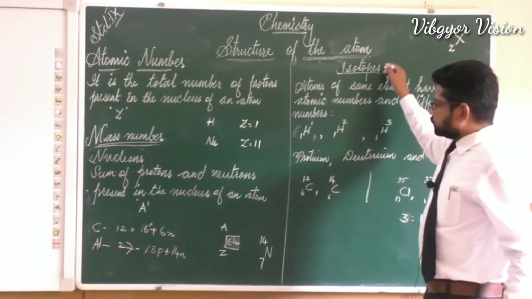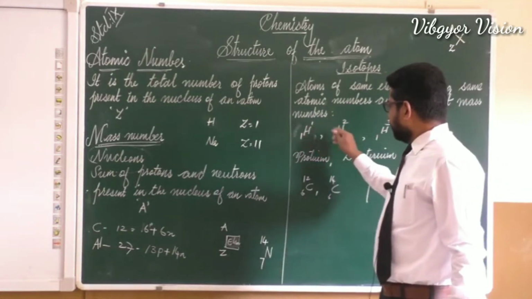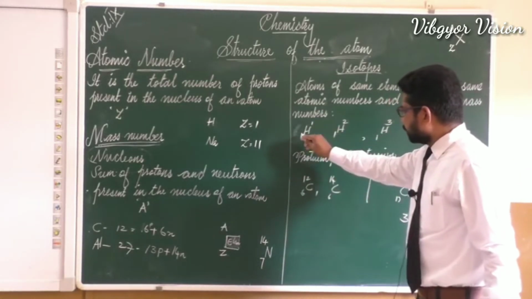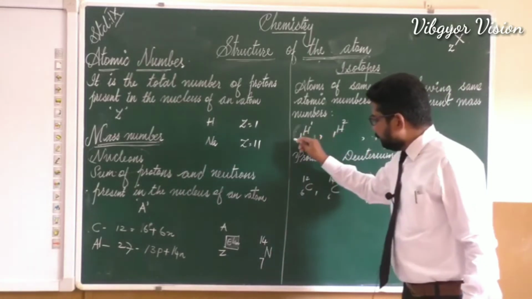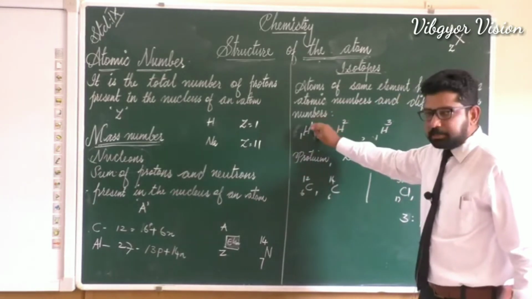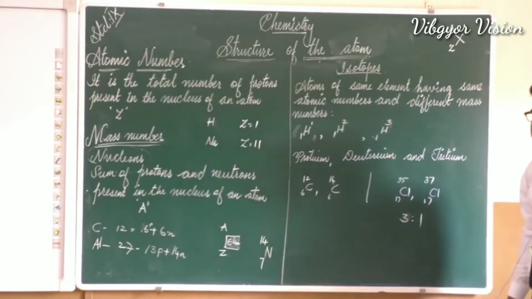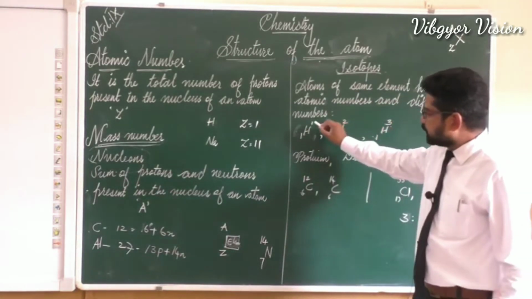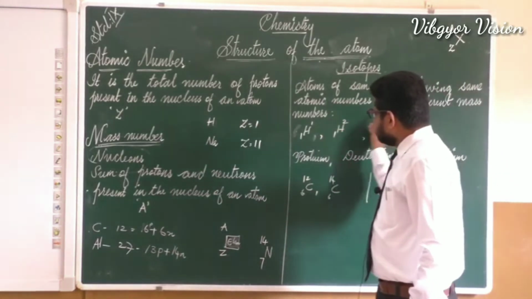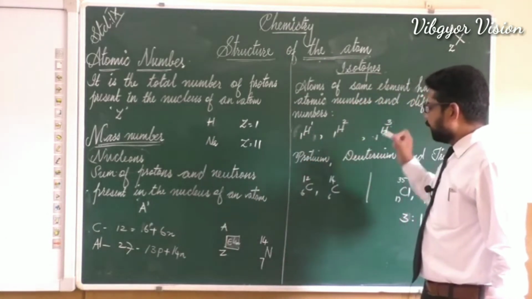Now let us learn some examples of isotopes. They are hydrogen 1, hydrogen 2 and hydrogen 3. You can observe here the atomic numbers are 1, 1, 1. These atomic numbers are the same in this case. And you observe the mass numbers: in the first case the mass number is 1, in the second case it is 2, and in the third case it is 3. So you can observe that mass numbers are different and atomic numbers are the same. So these are isotopes: same atomic numbers and different mass numbers.